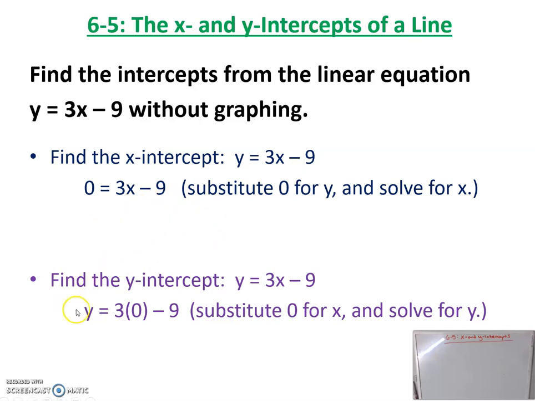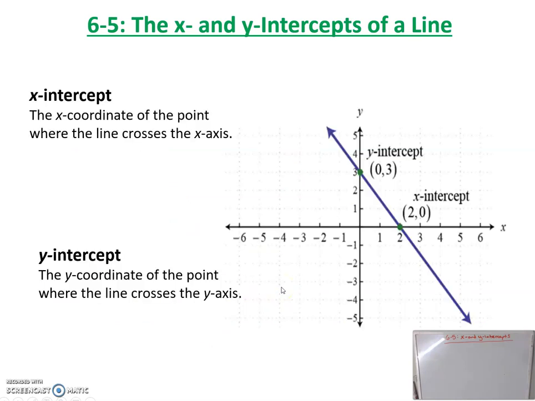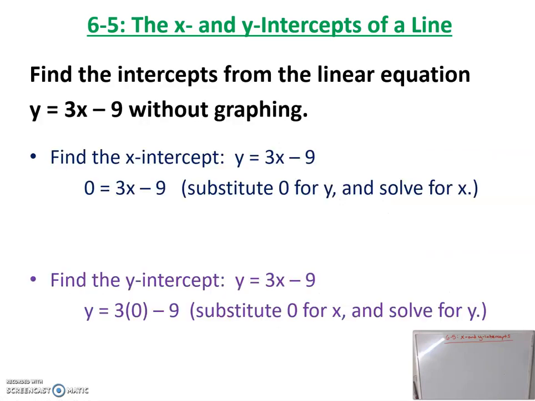And then it's going to be opposite for the y-intercept. So for the y-intercept, I'm going to substitute 0 for x. And again, on my last slide, when I look here, my y-intercept, my x-coordinate here is always 0 because it lies on the y-axis. All right, so again, to find the x-intercept for y equals 3x minus 9, you're going to substitute 0 for y and then solve for x.